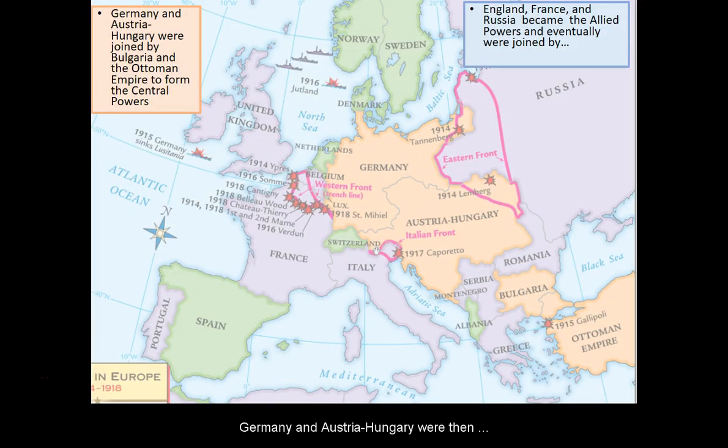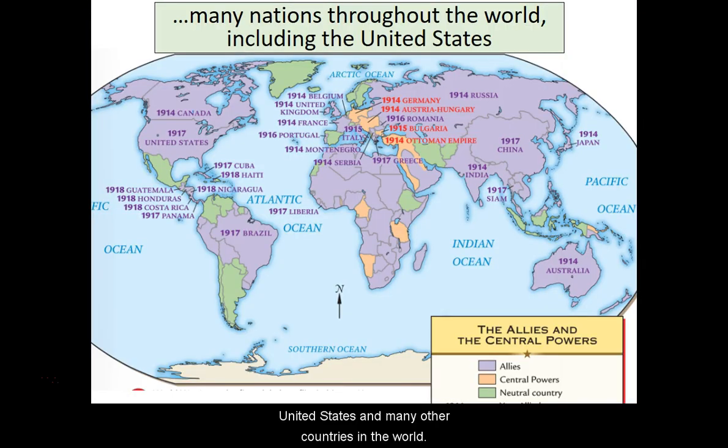Germany and Austria-Hungary were then joined by Bulgaria and the Ottoman Empire. And then England, France, and Russia become the Allied powers. And they are eventually joined by the United States and many other countries in the world. As you can see from this map, there's way more Allied countries than there are Central powers. While Germany, Austria-Hungary, the Ottoman Empire, and Bulgaria have a few friends, they have some in the South Pacific, and they've got a few friends in Africa, more countries in the world go against them than for them.